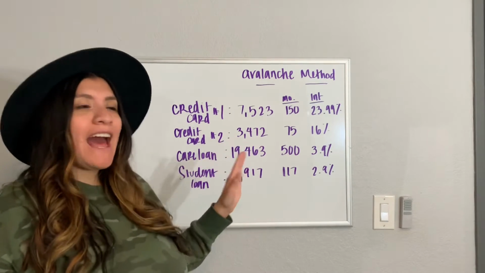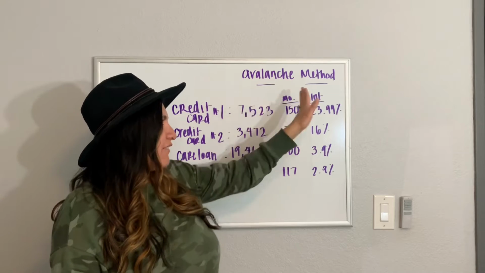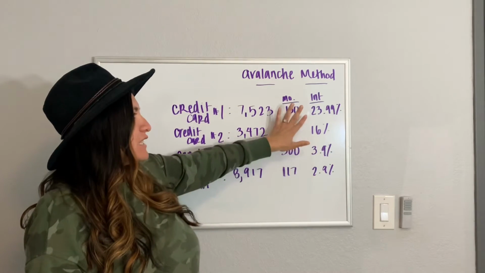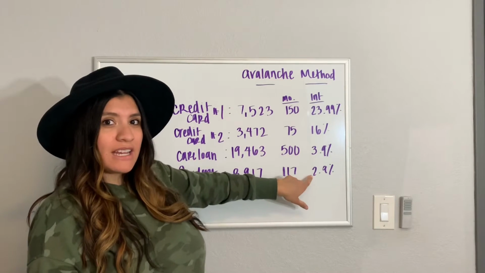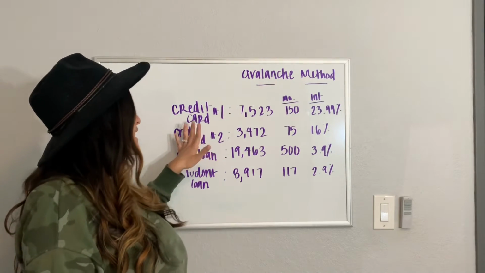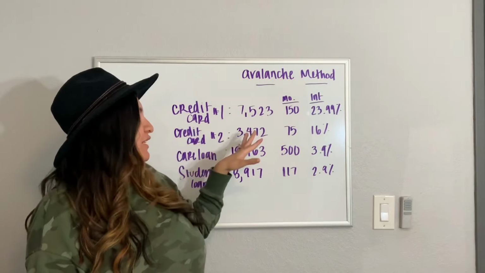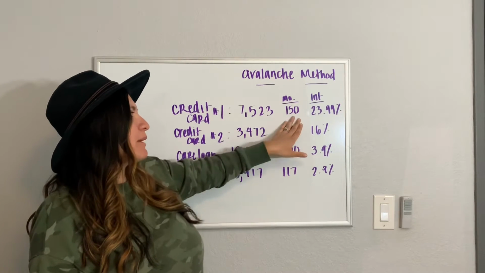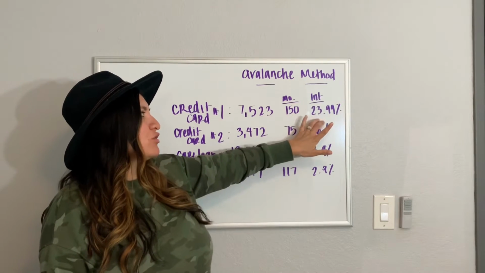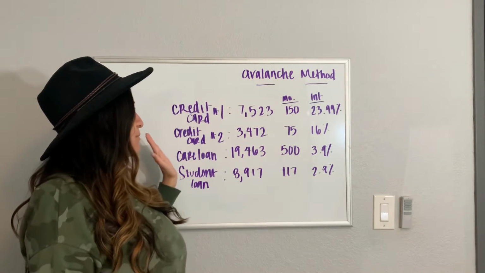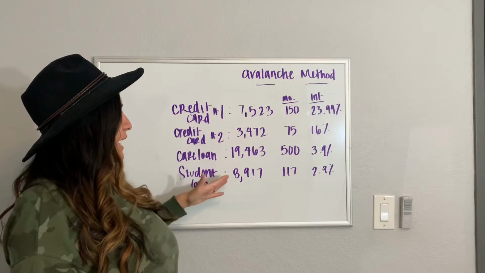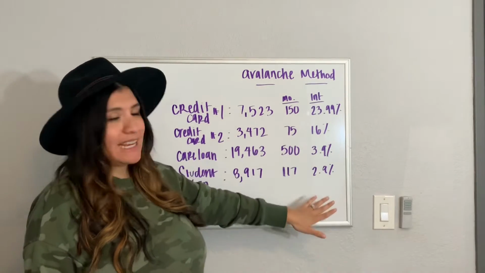Now, we have it listed here as the Avalanche Method. And what this means is you're paying your highest interest first and then your lowest one last. So this is an example of a credit card. Let's say you have $7,500 in an outstanding balance. The minimum payment is $150, and then your interest is 23.99. So when you're using the Avalanche Method, you're not going in regards to balance, but rather you're going in regards to interest.